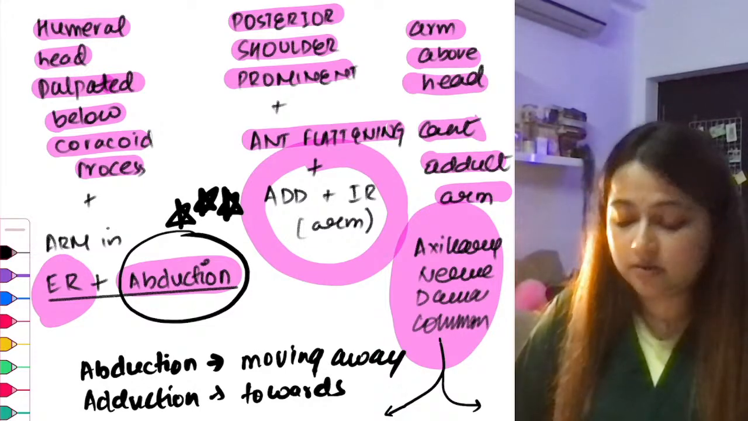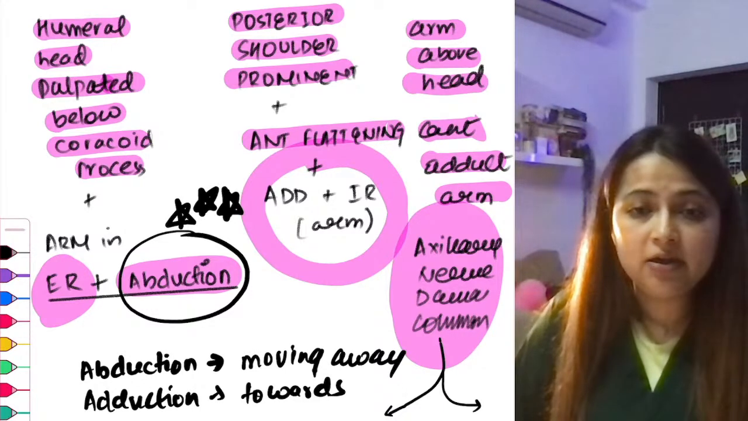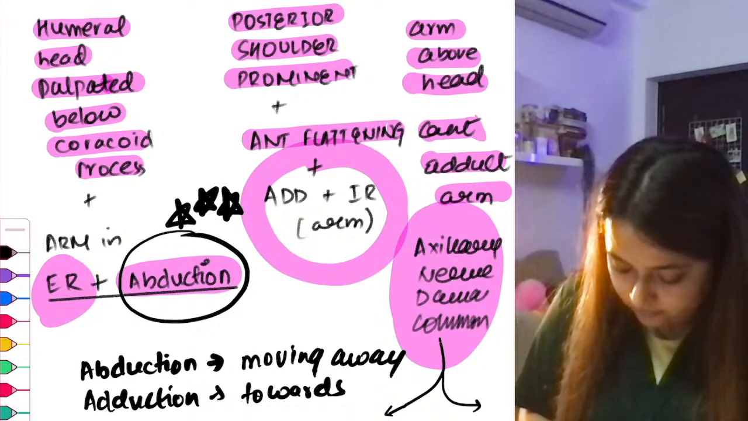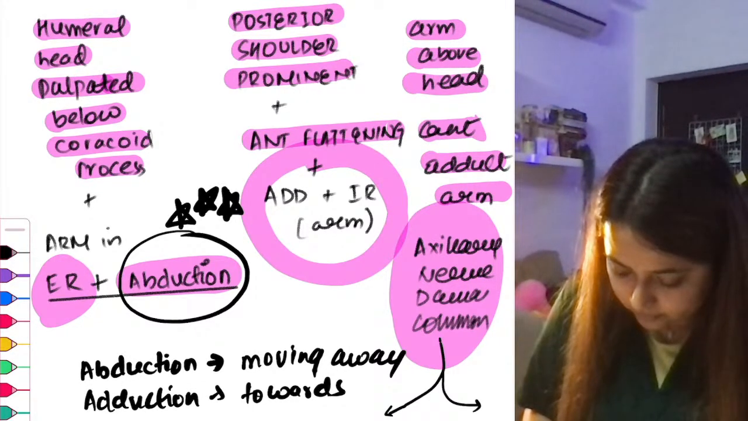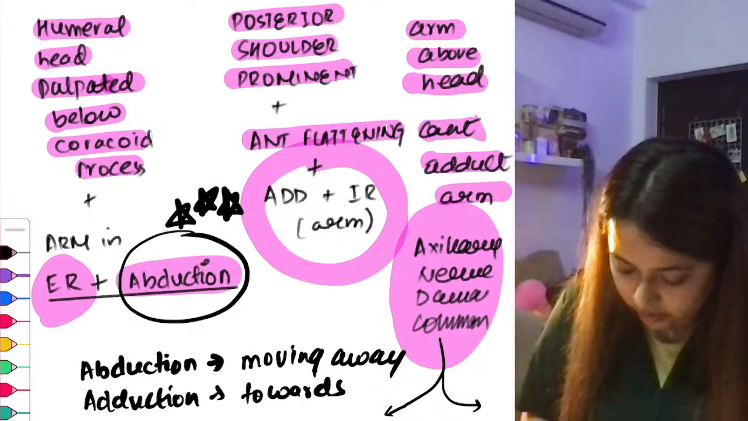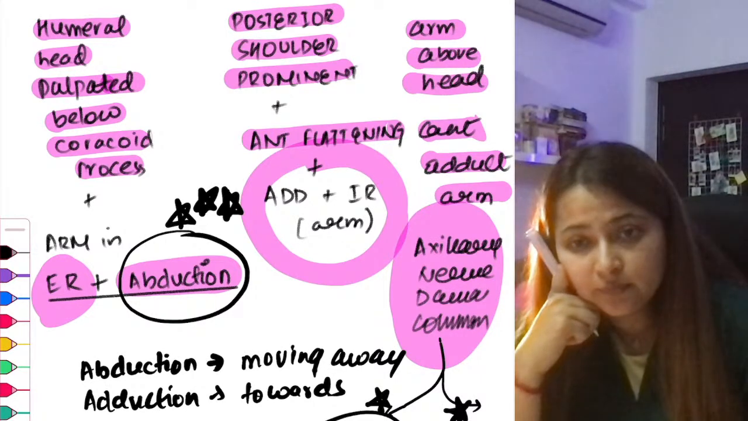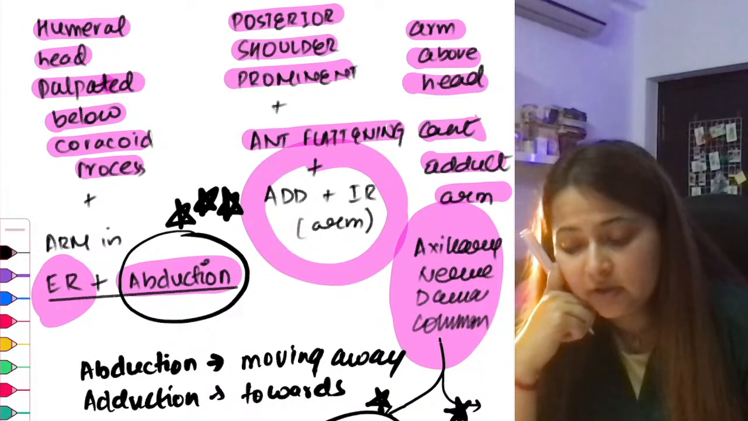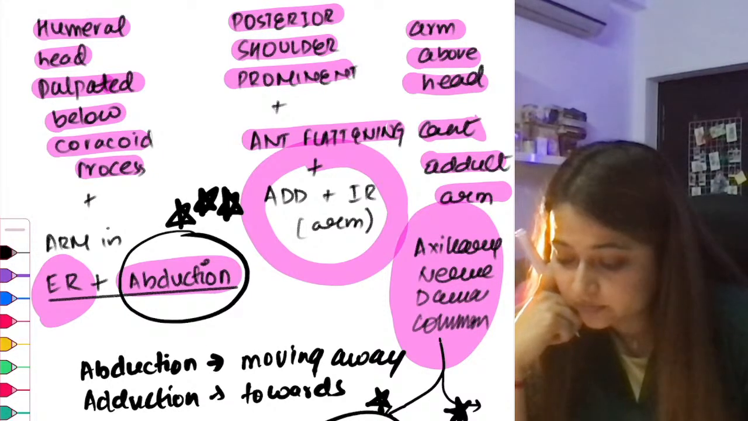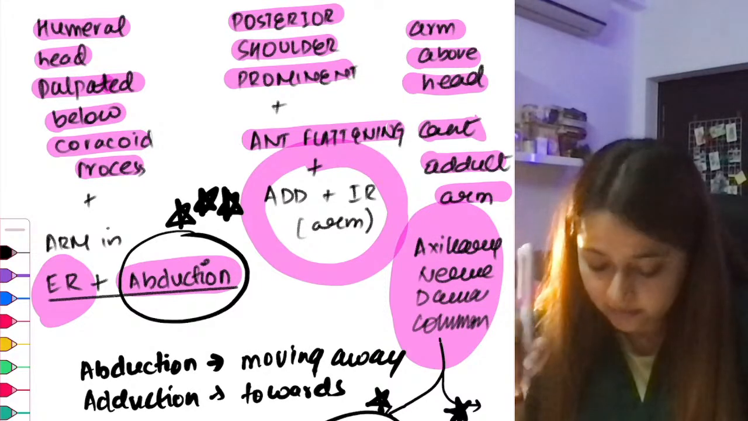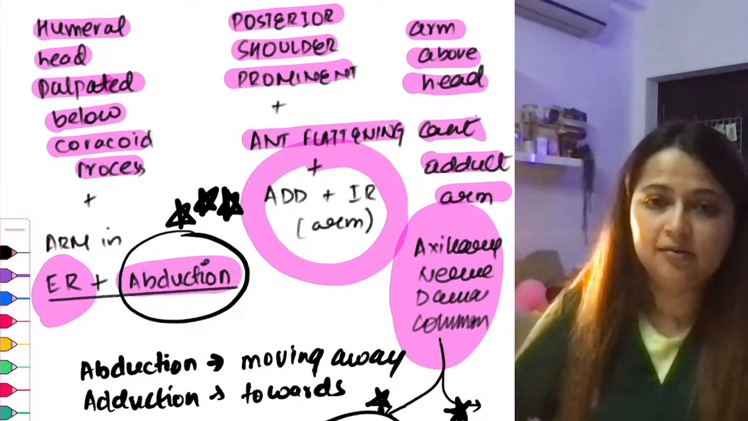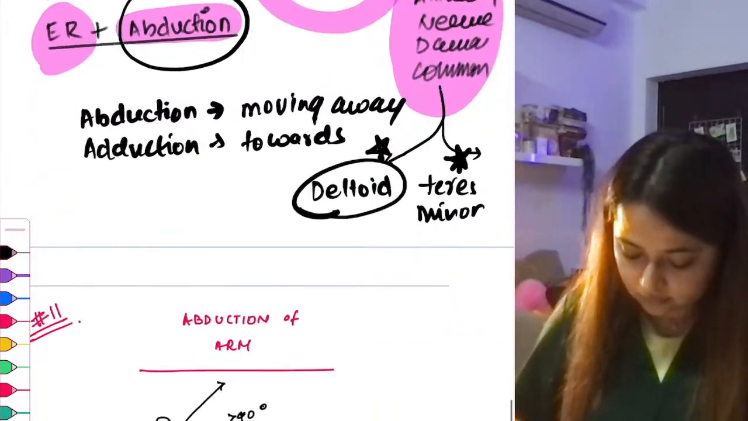Exactly, Akash gave the right answer. The answer is deltoid and teres minor. Remember these two. Deltoid is involved in what? I'll be coming to that. Deltoid is involved in arm abduction. Abduction of the arm. I'll be teaching you that topic after this.